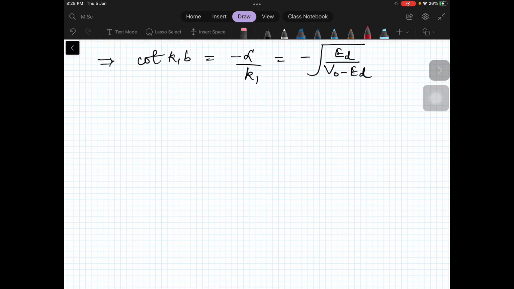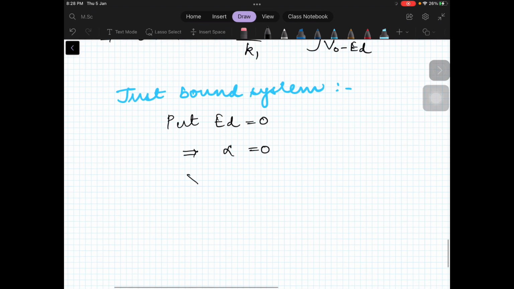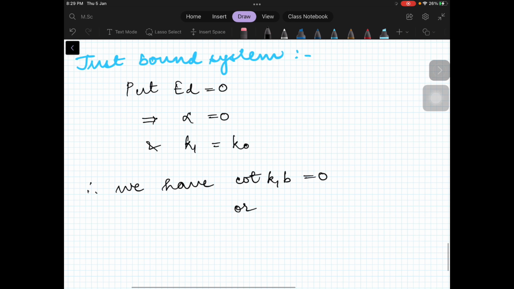So for a just bound system, we can put ED to be equal to 0. If we put ED equal to 0, this implies that alpha is equal to 0 and k1 is equal to k0. So then we can write cot k1b is equal to 0, or we can write this as k0, which would be more simplified.